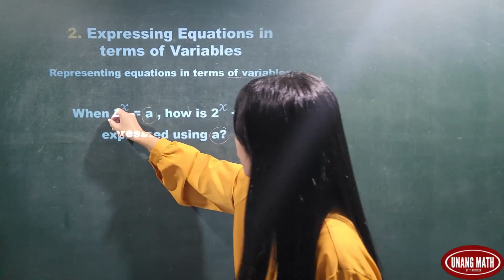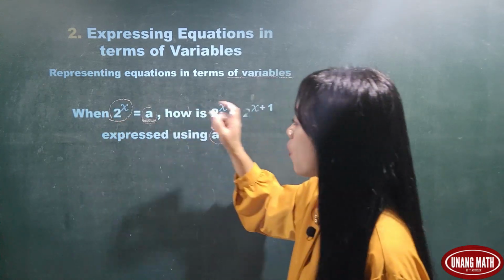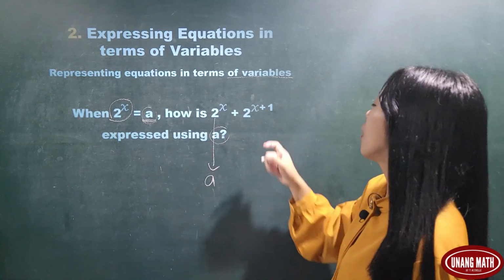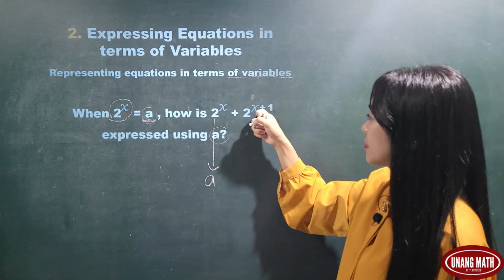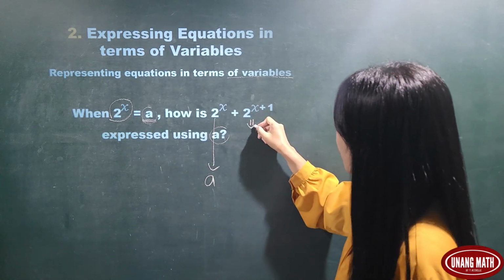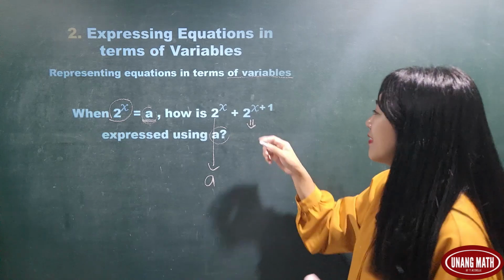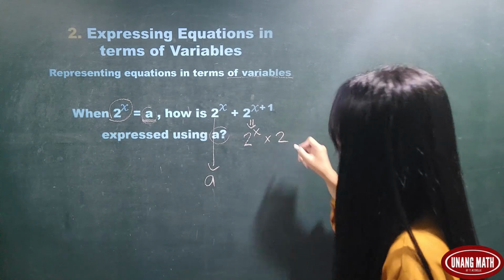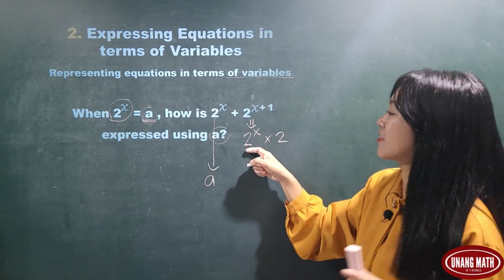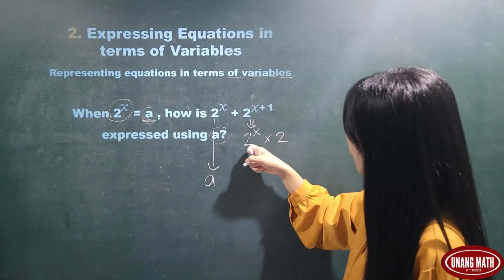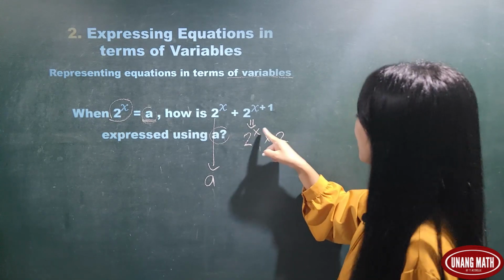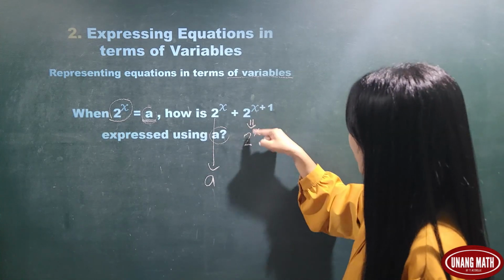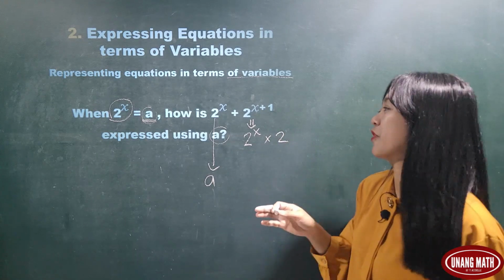Okay, take note. 2 raised to the power of x is equal to a. So this is a. Okay, what about 2 raised to the power of x plus 1? 2 raised to the power of x plus 1 can be written as 2 raised to the power of x times 2. Okay, rule of exponents. Same bases. This is multiplication. So copy the base 2, then add the exponents. So 2 raised to the power of x plus 1. So these are just the same or equal.